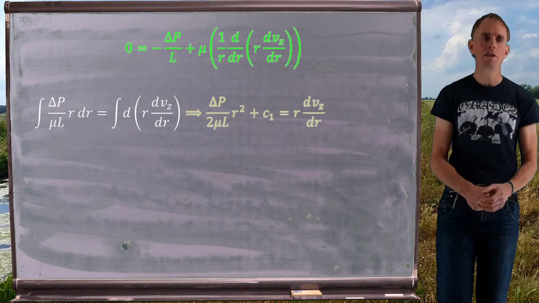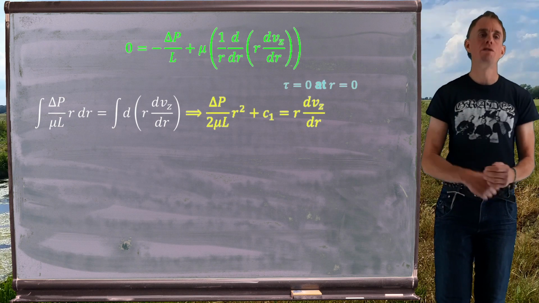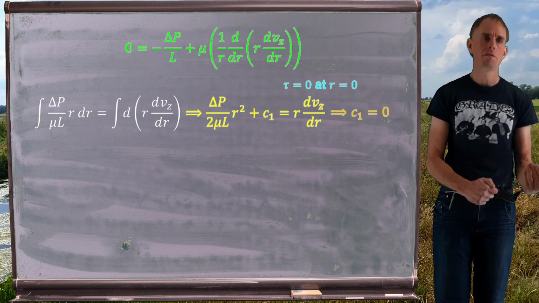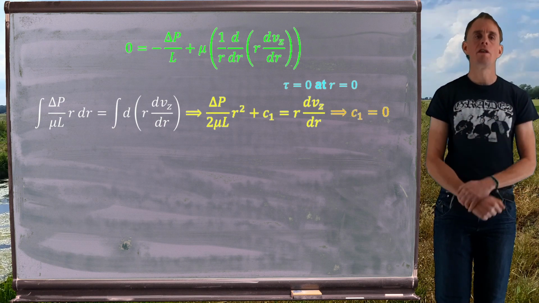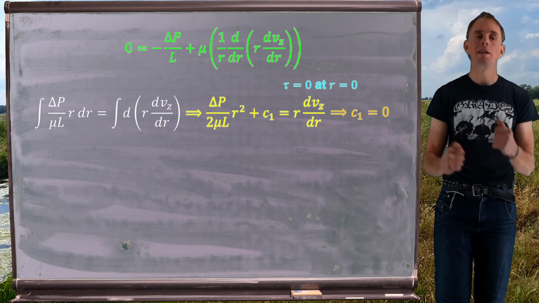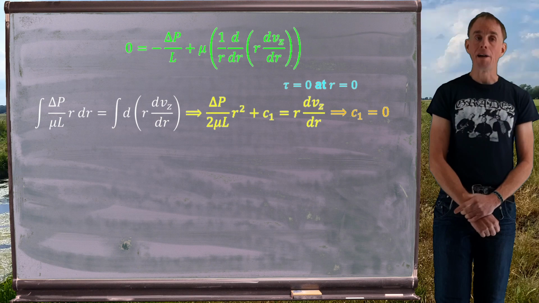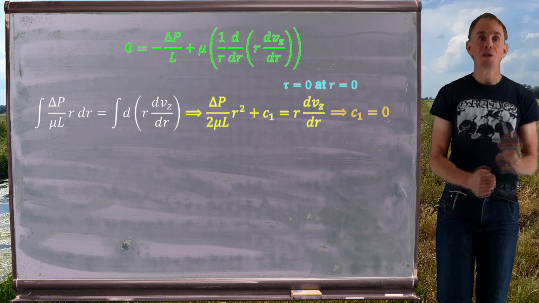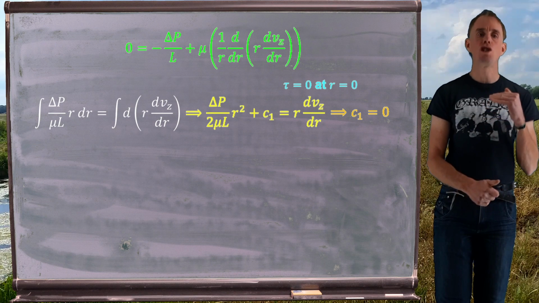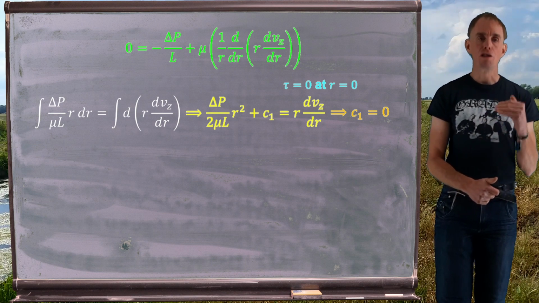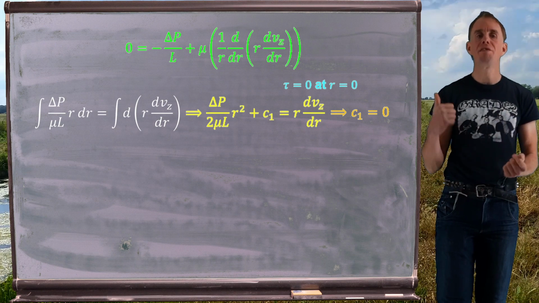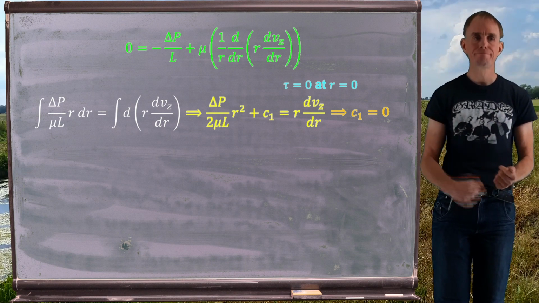So if I integrate this, I will get delta p over 2 mu L r squared plus my integration constant on the left-hand side is equal on the right-hand side to r dvz by dr. I can solve for my integration constant by use of boundary conditions, and I know that at r equals 0 on the centre line of the flow, I have 0 shear stress. 0 shear stress implies that dvz by dr equals 0, so therefore C1 equals 0.